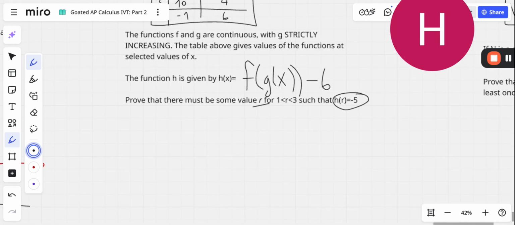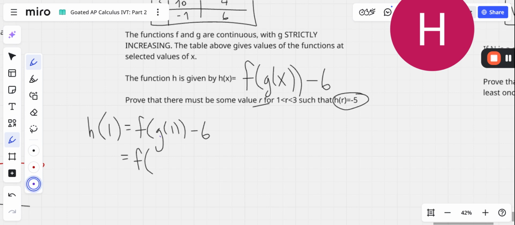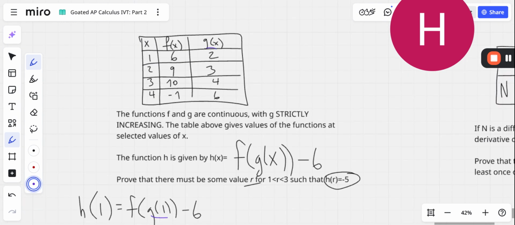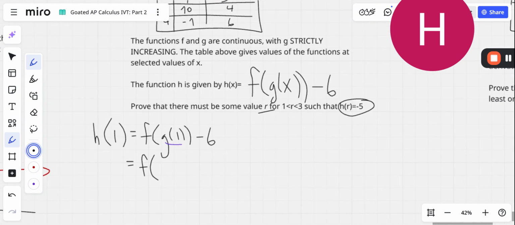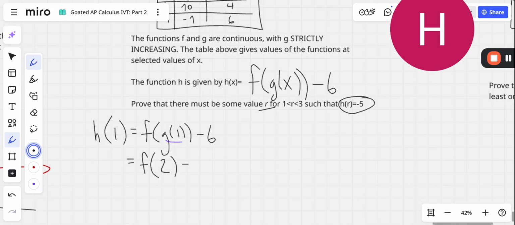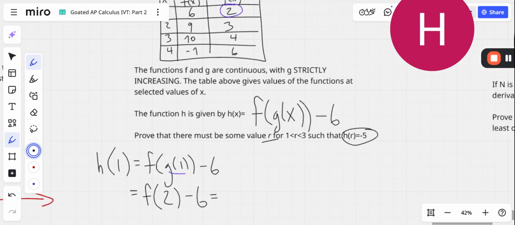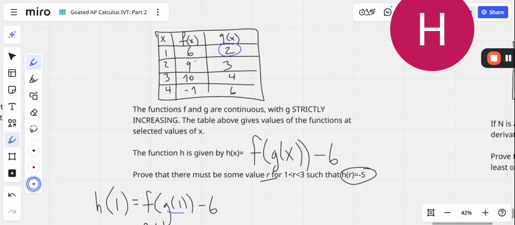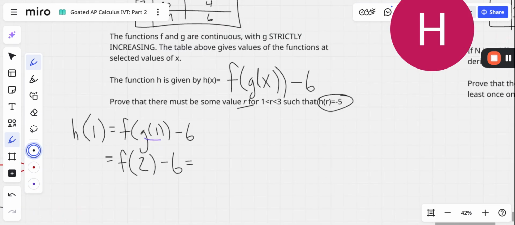So what we're going to have to do, since it's continuous, is simply find the endpoints. h of 1 is going to be f of g of 1 minus 6. Well, if we look at the table, we can find that g of 1 is just 2. So we're really doing f of 2 minus 6, and if we go look at the chart, f of 2 is 9. So this will be 9 minus 6, or 3. That's one of the endpoints.